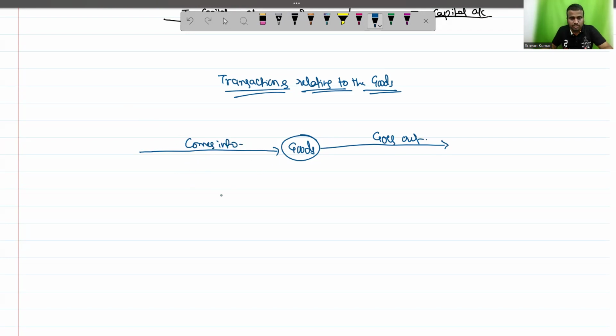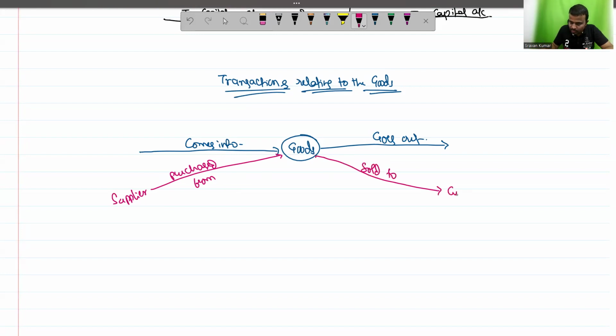And when the goods come into the business, the first one is if the goods are purchased from the supplier, and that goods comes into the business. When goods are sold by the business to the customer, that goods goes out of the business.